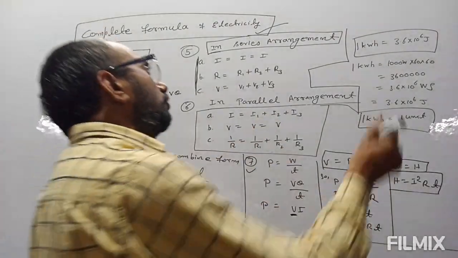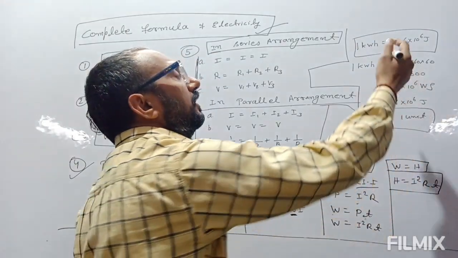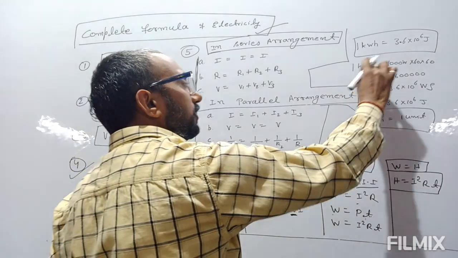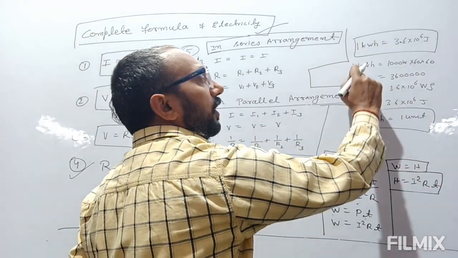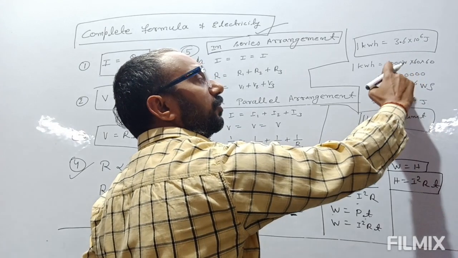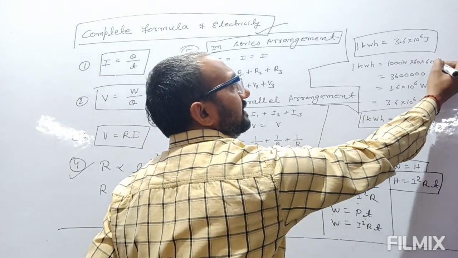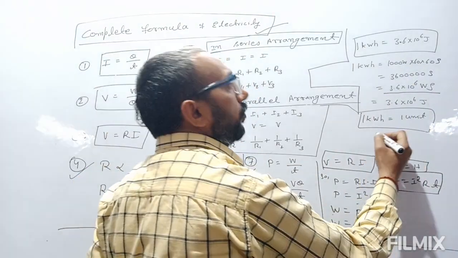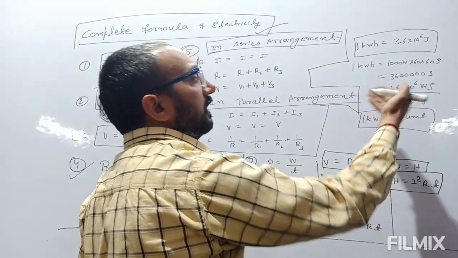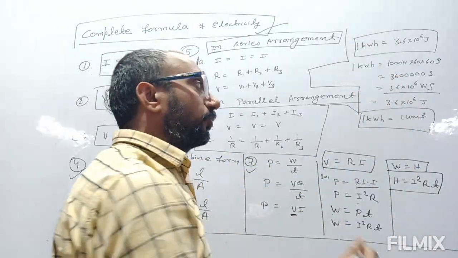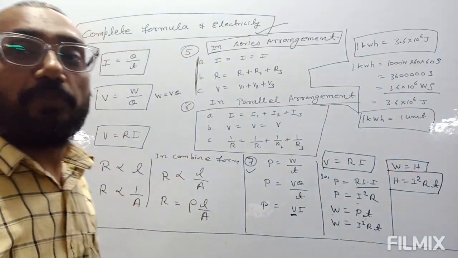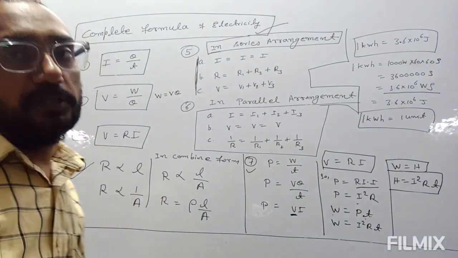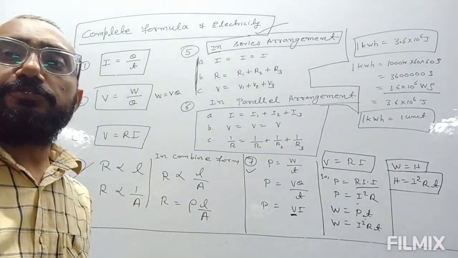And next is change 1 kilowatt hour into joule, that is 3.6 into 10 to the power 6 joule. Then 1 kilowatt hour equal to 1 kilowatt equal to 1000 watt, 1000 into 60 into 60 seconds. So it is the watt second, and you know 1 watt second equal to 1 joule, that is 1 kilowatt hour equal to 3.6 into 10 to the power 6 joule, and 1 kilowatt equal to 1 unit. This is the complete formula of electric current.